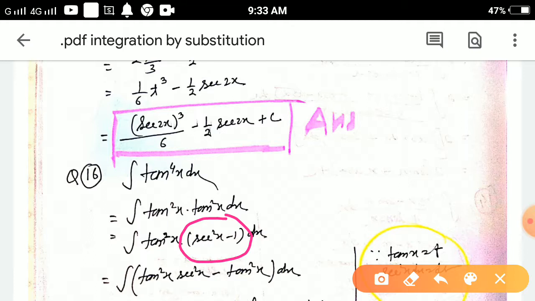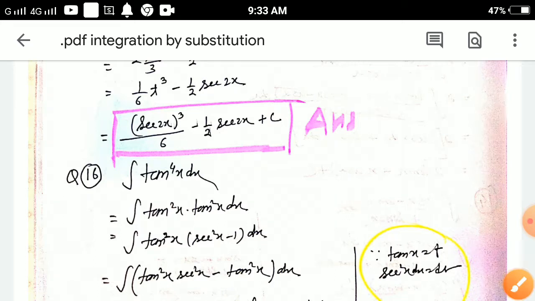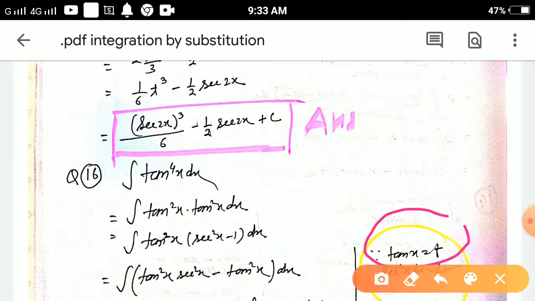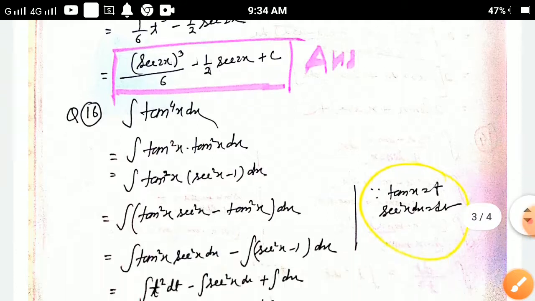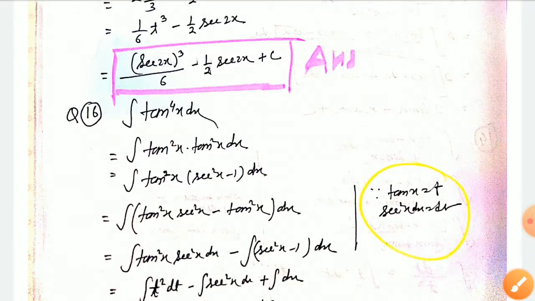Then we multiply by tan square x in both. We get integration of tan square x sec square x minus integration of tan square x dx. Now we put tan x is equal to t. Then differentiating on both sides with respect to x, it will be sec square x dx is equal to dt. Therefore, we put here integration of tan square x sec square x dx minus integration of tan square x, which means sec square x minus 1.